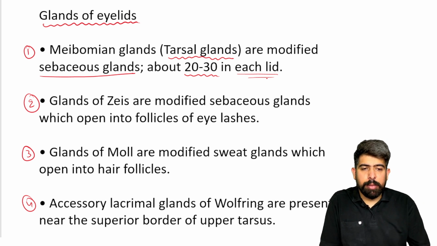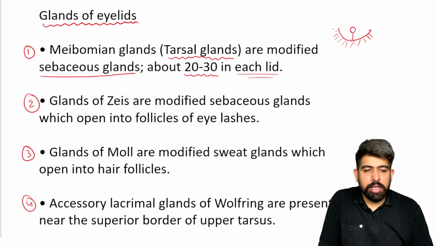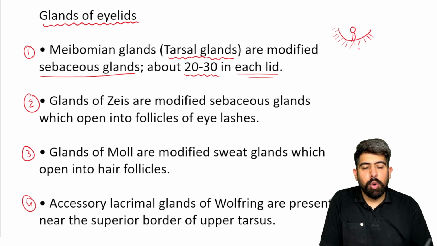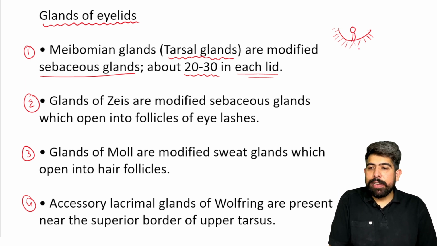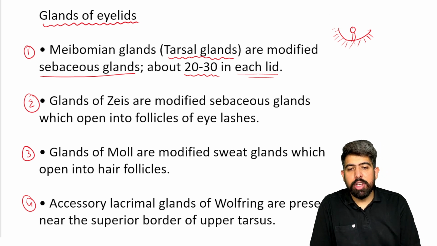Okay, so if I'm drawing the eyelid, you can see here, this is your eyelid. We have the eyelashes here, right? If I'm drawing it, it will be on the tarsus, so it will be situated at the tarsus, and the duct of this gland will open at the lid margin, right? Just remember the meibomian gland I drew in red color.